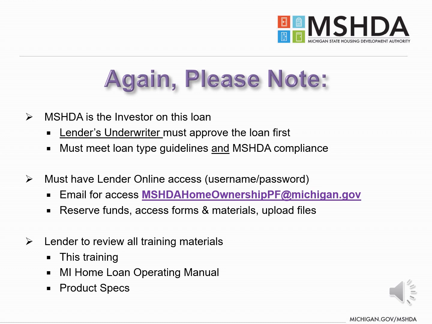Again, please note, MSHDA is the investor on this loan. The lender's underwriter must approve the loan prior to submission to MSHDA. The loan must meet loan type guidelines and MSHDA compliance. The lender must have access to Lender Online. To receive access, please send an email to the address listed. Access to Lender Online will allow you to reserve funds, access forms and materials, and upload files.